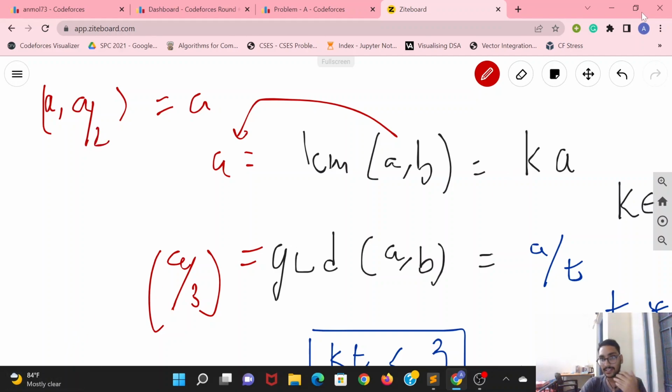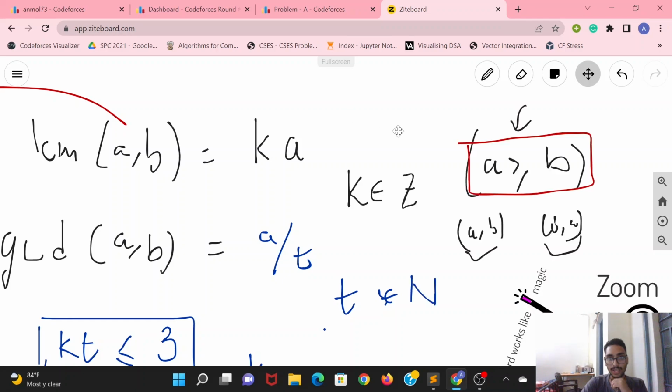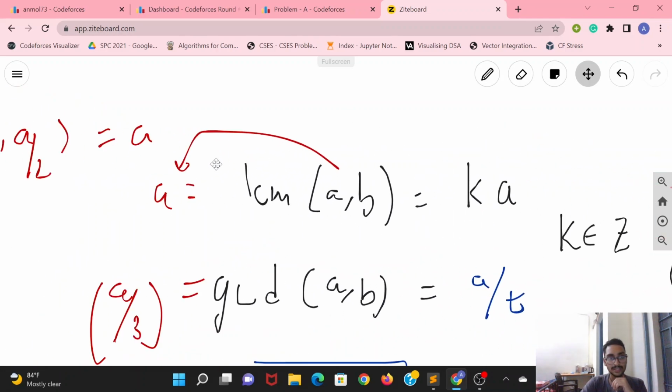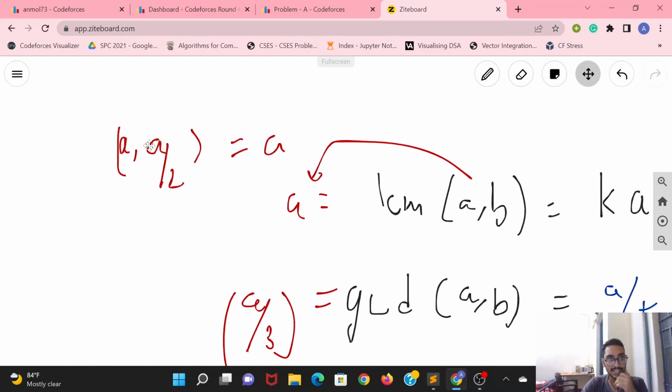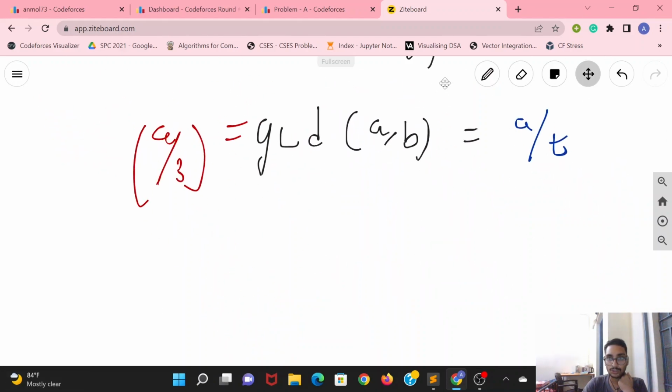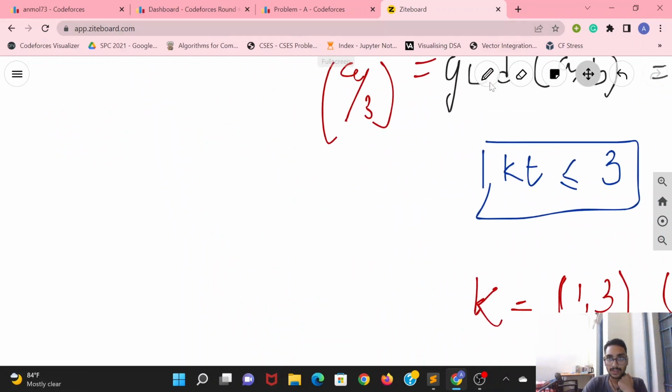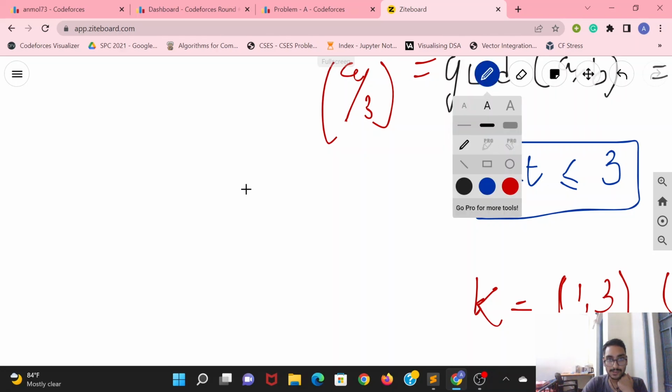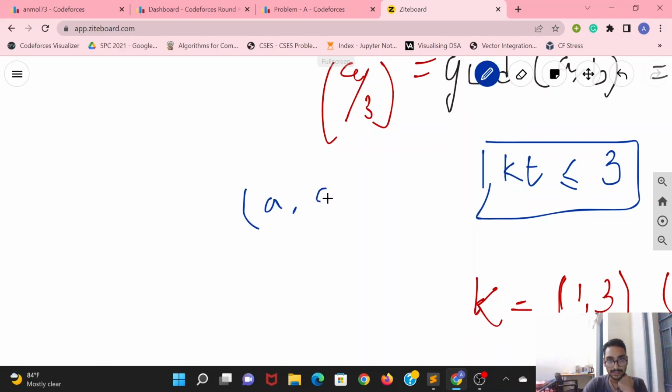And this is actually fine because we have assumed A is greater than or equal to B, and here also we are getting the same, A is greater than or equal to A by 3. So this is a possible solution. So we can just note down all the possible solutions somewhere. So one possible solution is A comma A by 3.